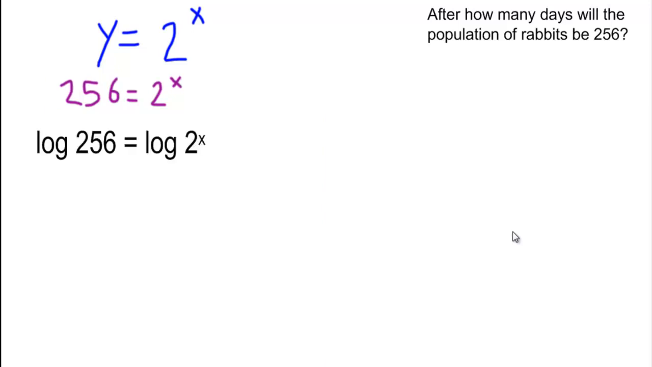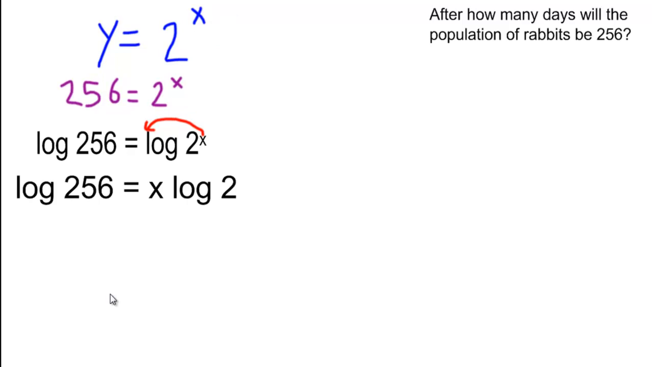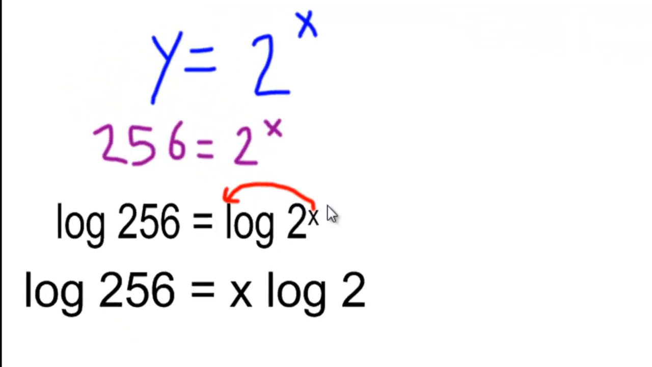Our first step is to take the log of both sides. So we'll have log of 256 equals log of 2 to the power of x. Now we're going to use a property of logarithms that comes in very handy. When we have log of something with an exponent, you can bring the exponent out front. This is just simply a rule for logarithms. With that being said, now we have the equation shown here. Solving for x will be easy from here on out. We have x multiplied by log of 2.